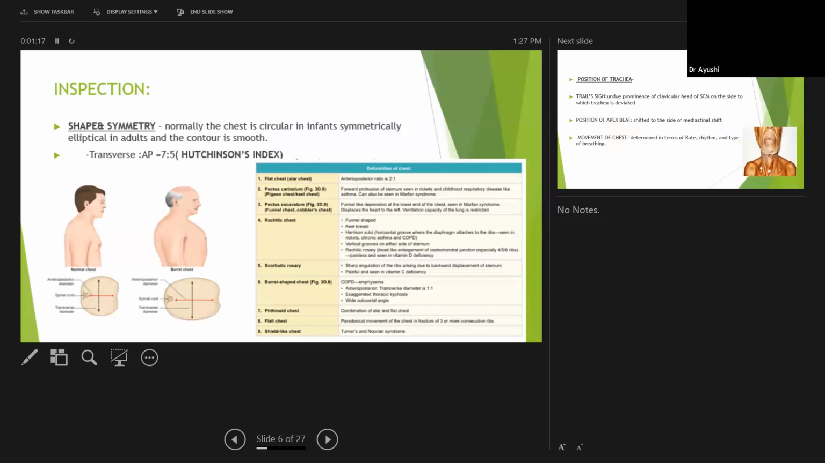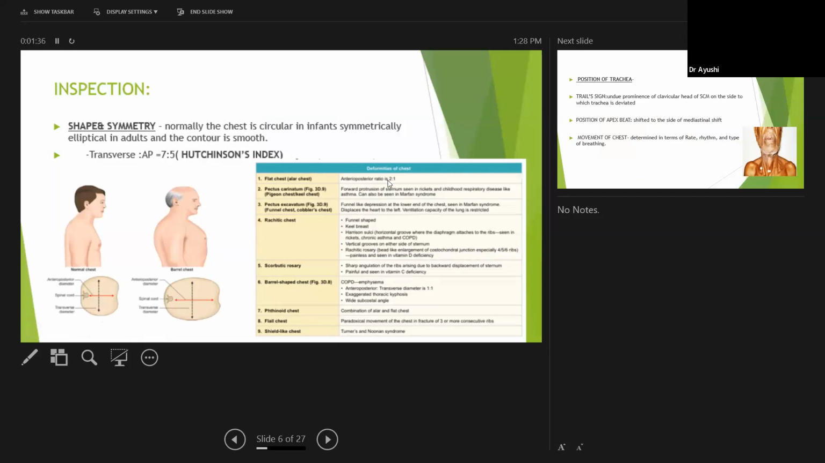We start by inspection. We start by inspecting the shape and symmetry. Normally, the chest is circular in infants and symmetrically elliptical in adults. The contour is smooth. The transverse to anteroposterior diameter ratio is 7:5, which is known as Hutchinson's index.